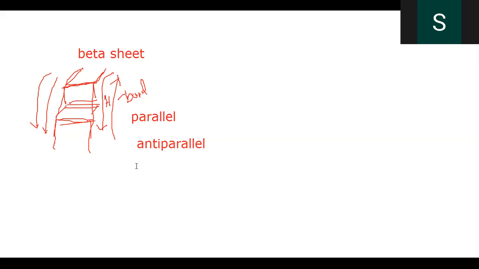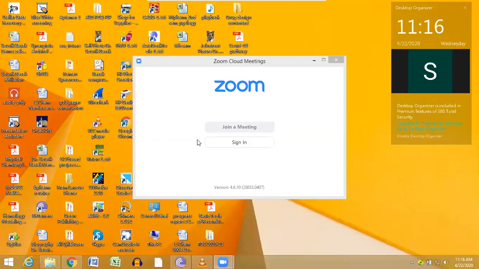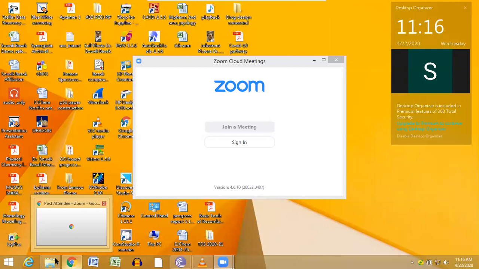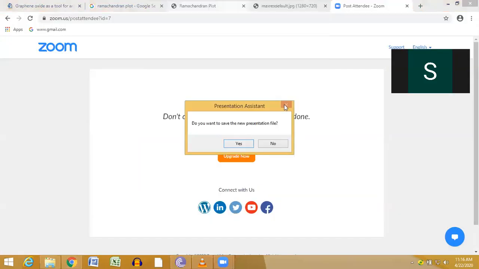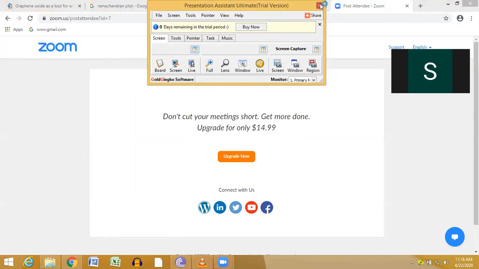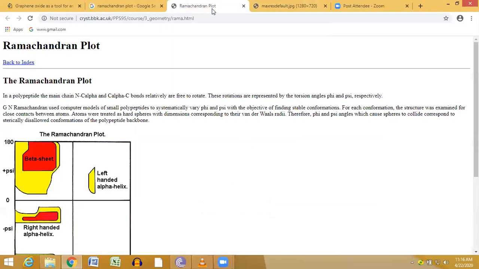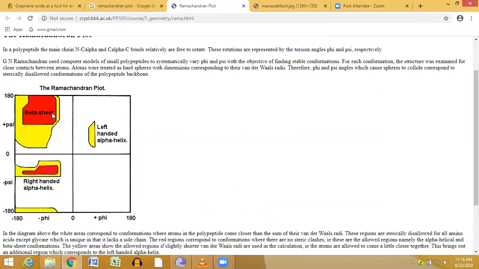Now, the Ramachandran plot. To discuss the Ramachandran plot, we have to move here. Here we can see the plot. Okay, this is the plot.